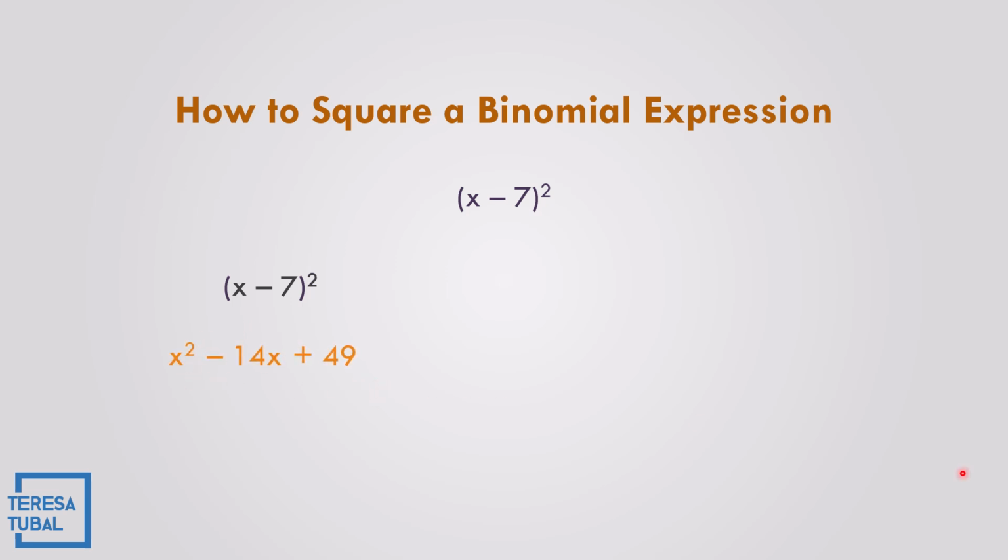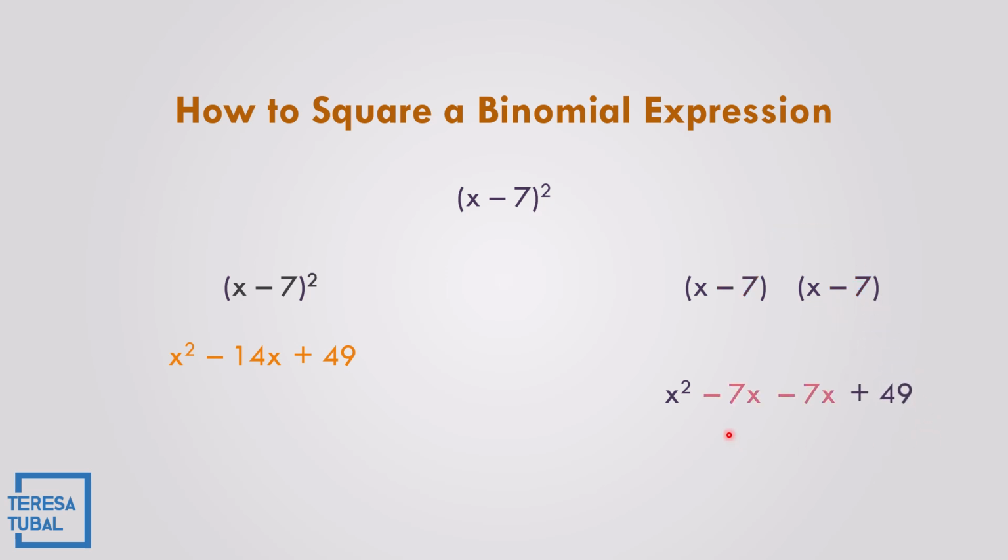What if we use the FOIL method? So we need to multiply first, outer, inner, and last. So the quantity x minus 7 squared is also equal to x minus 7 times x minus 7. So let us distribute. X times x is equal to x squared. That is the first. The outer, x times negative 7 is equal to negative 7x. And then inner, negative 7 times x is equal to negative 7x. And then negative 7 times negative 7, the answer is equal to positive 49.